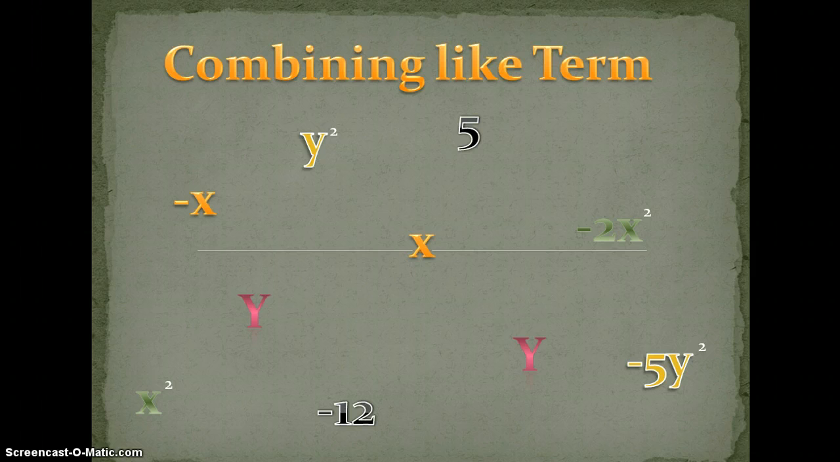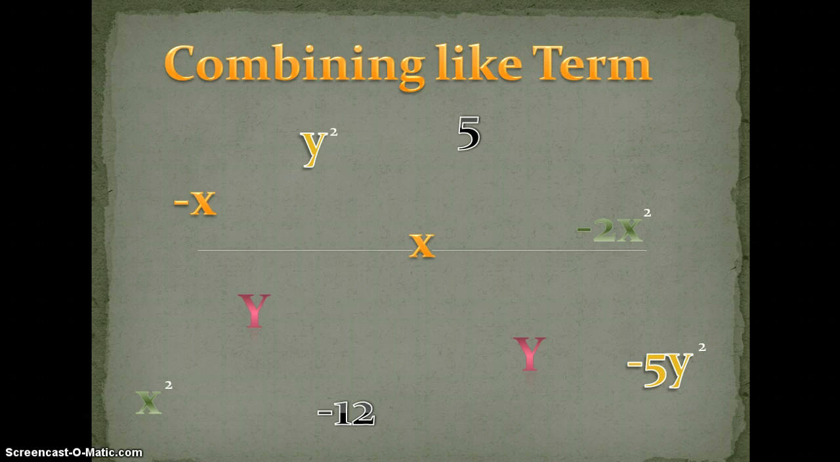Try to come up with your own definition or your own reason why the two black numbers are like terms, why the two green numbers are like terms. Alright, so go ahead and push pause at this time and come up with your own reason why these are like terms. Alright, hopefully you pushed pause and you have your own reasons why you think certain variables are like terms or certain constants are like terms.